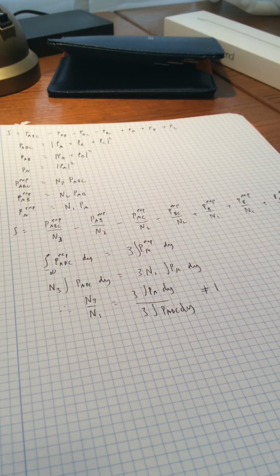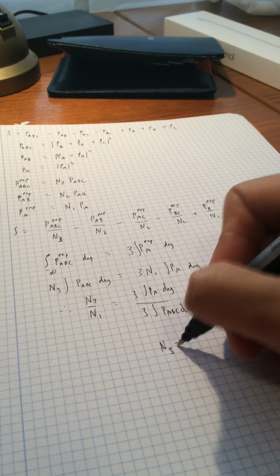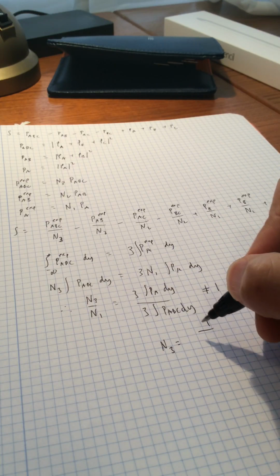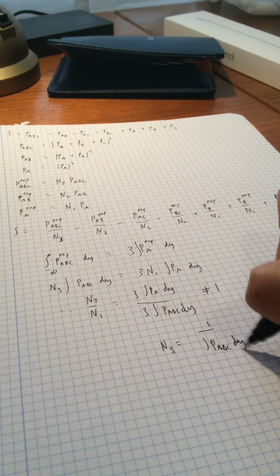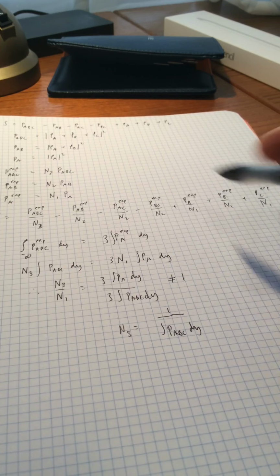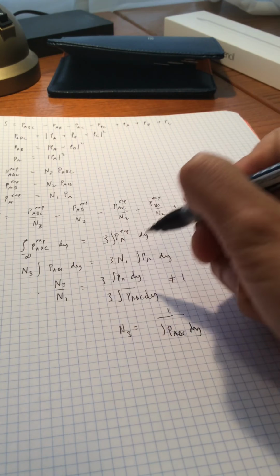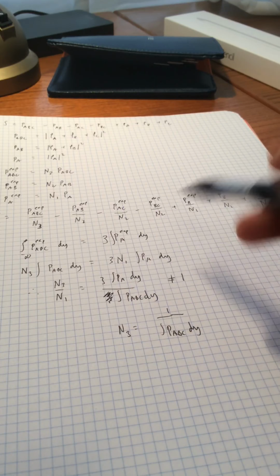We know what these normalization constants are. For example, N3 is equal to 1 on integral of PABC dy, which we can calculate similarly for N2 and N1. Okay, let me go back and also explain why this doesn't equal 1.